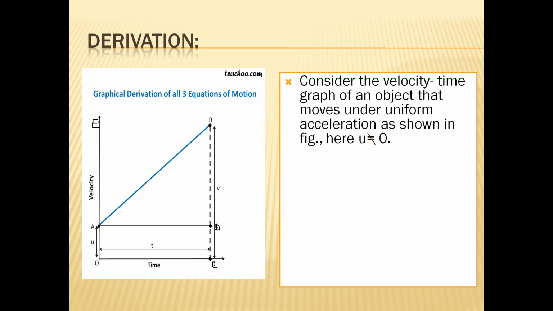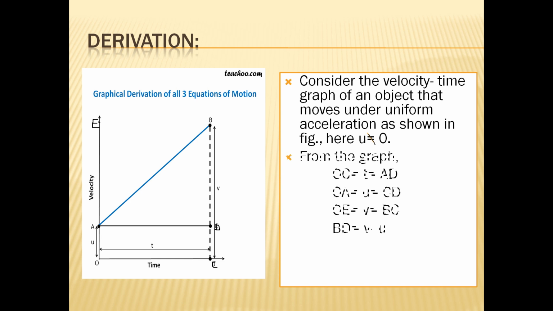So this is our next topic, derivations. Consider the velocity time graph of an object that moves under uniform acceleration as shown in the figure. Here u is not equal to 0, because at time t equals 0 the velocity is u and at time t the velocity is v. So from the graph we get different measurements. The alphabets that I have taken, it's not at all compulsory to take the same alphabets, but the notations that we have taken in the graph should stay the same.